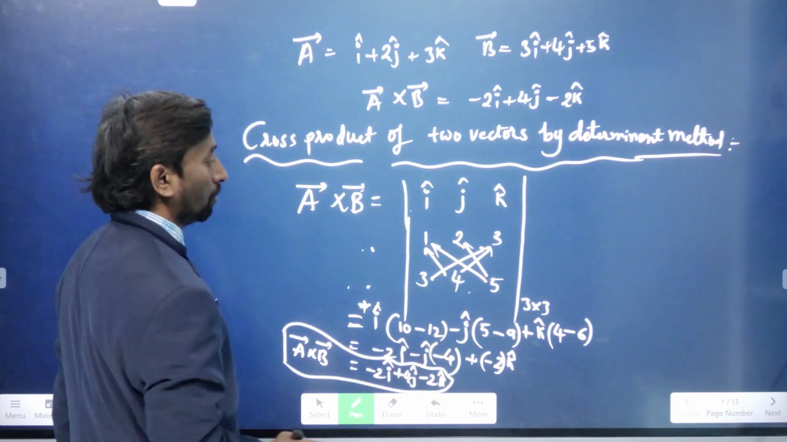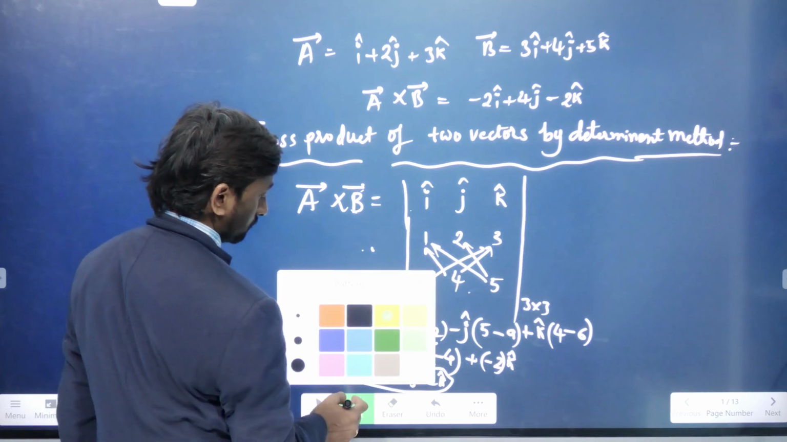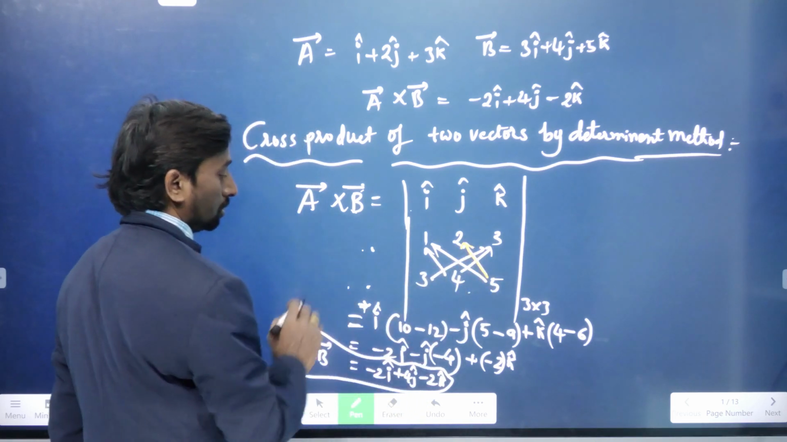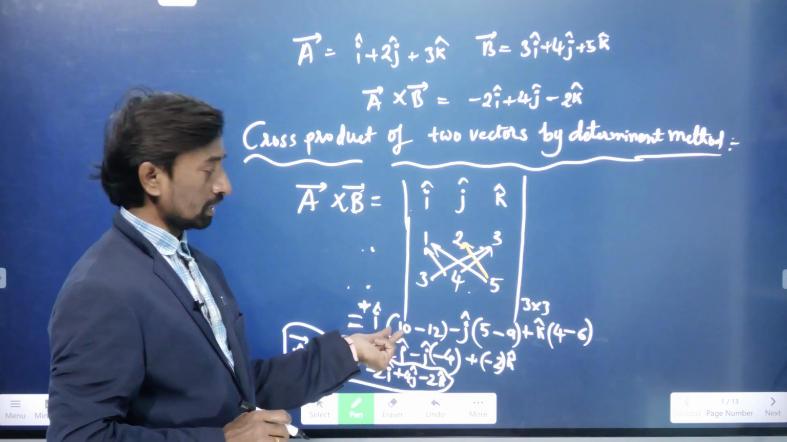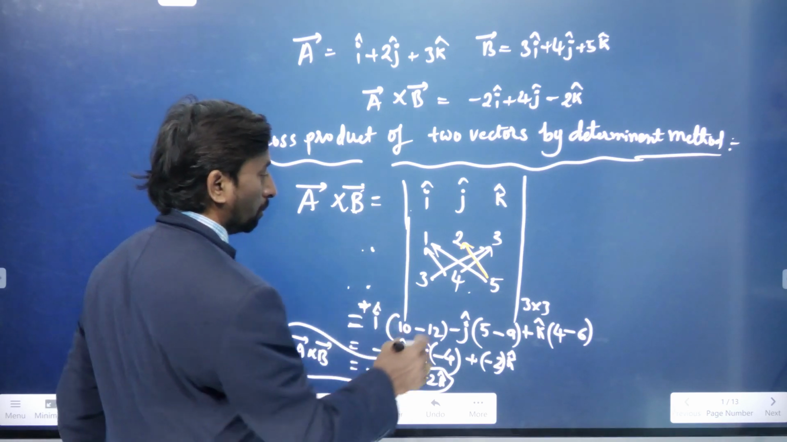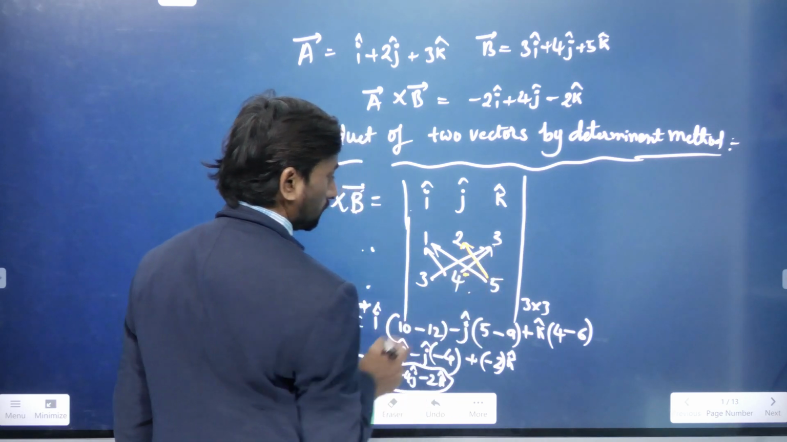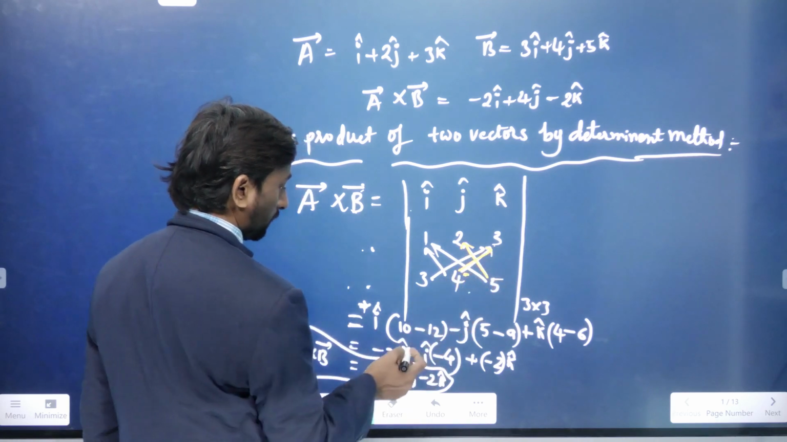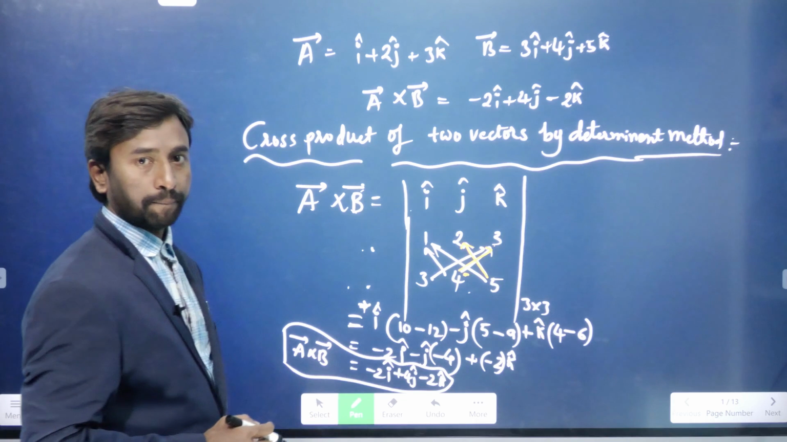Now first, 5 and 2 to be multiplied, 2 5s are 10. 10 we should write here, minus 4 into 3. This is minus 4 into 3, we will get minus 12. 4 into 3 is 12.